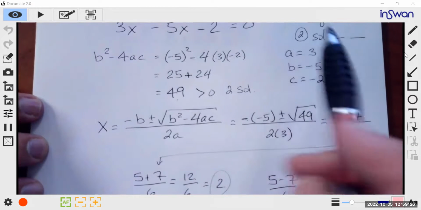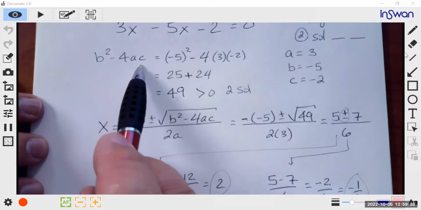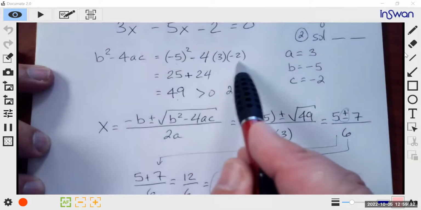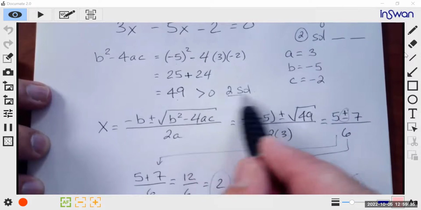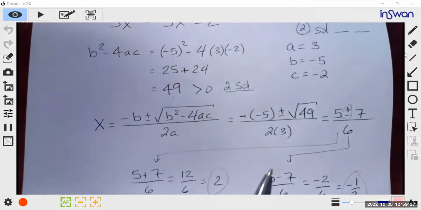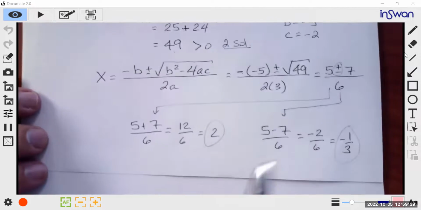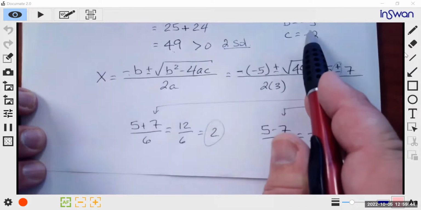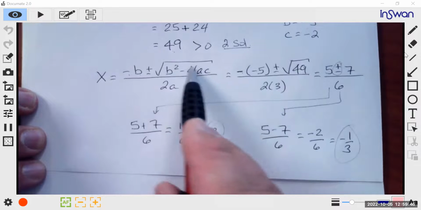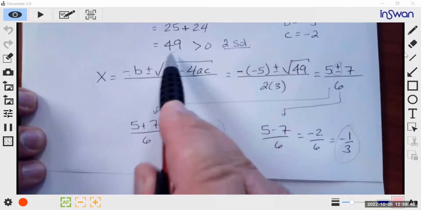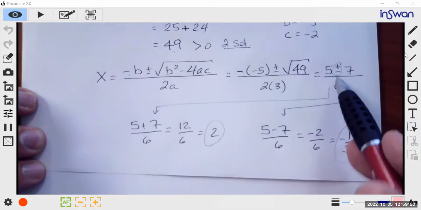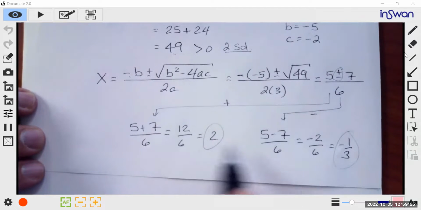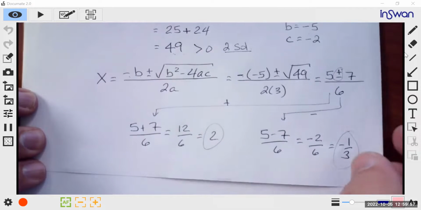So number of solutions, use the discriminant: b squared minus 4ac. It's 49, so we have two solutions. This is positive. Plug in the values. Negative b is -5. The discriminant is 49, we just calculated that. And there are two answers, one with a plus, one with a minus. So those are our two solutions.